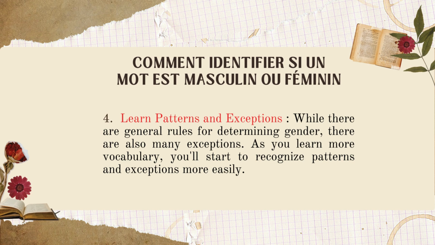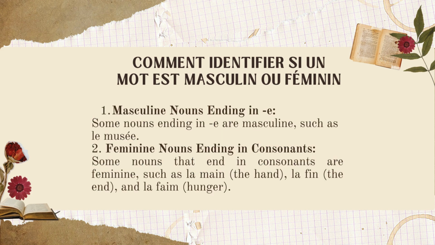Learn patterns and exceptions. While there are general rules for determining gender, there are also many exceptions. As you learn more vocabulary, you'll start to recognize patterns and exceptions more easily. So the main idea of this way is to learn more vocabulary with the article so that you'll memorize it. And now I have given some exceptions for you so that it will be easy.